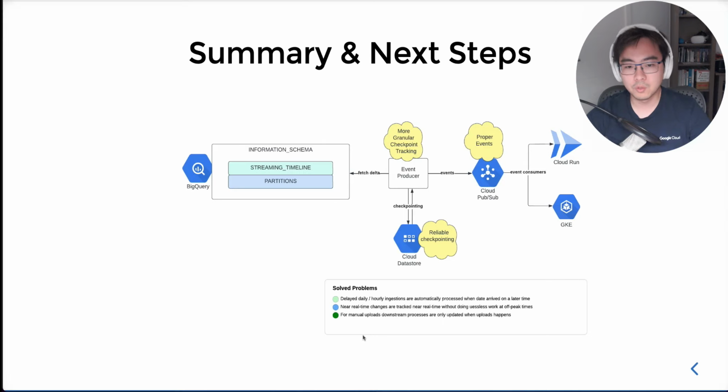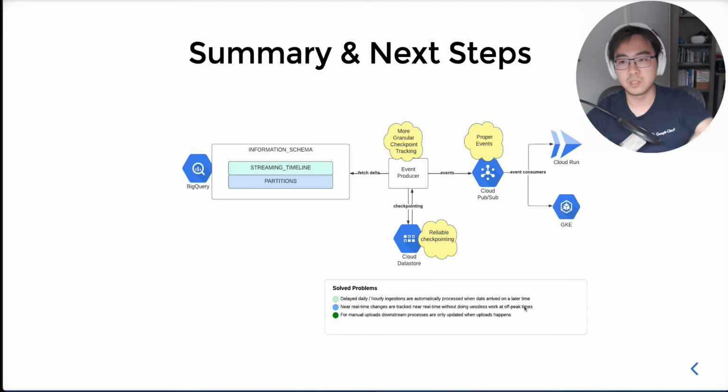So let's also have a look at the problems we solved here. This solution is going to solve typically 3 problems, the 3 problem statements we described at the very beginning. One, if you have delayed daily or hourly ingestions, these are automatically processed when the data arrives at a later time, right? You don't have to retry anything, because it will automatically be triggered when the event arrives. Two, near real-time changes are now tracked in near real time without doing useless work at off-peak times.